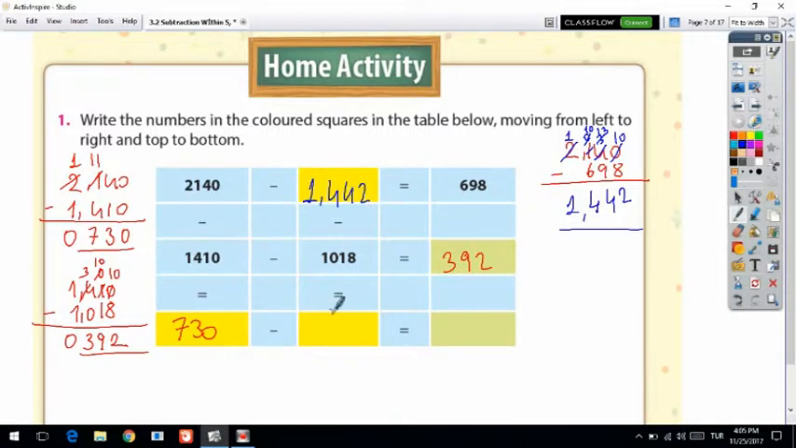So we have another one. We have this space. How can we find it? First of all, we have to subtract them. 1442, 1018. Okay, are you ready? Yes. Now let's subtract them.